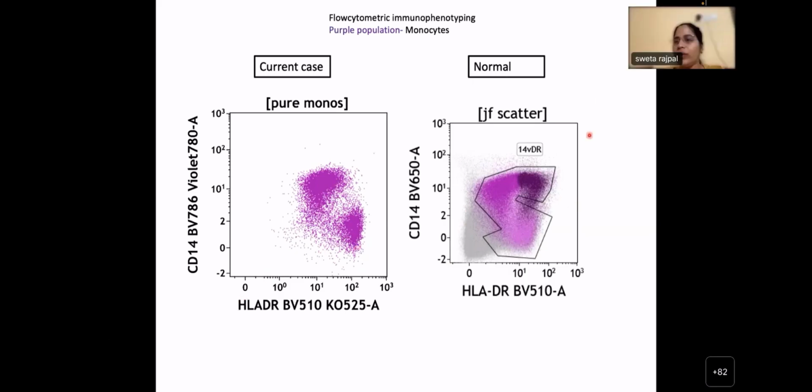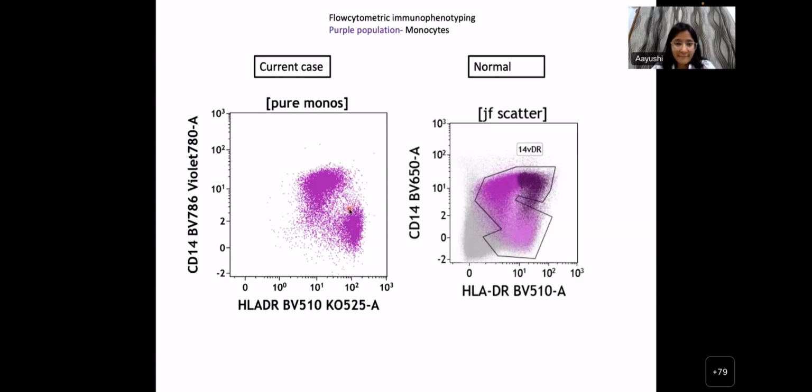Ruvini, are you there? Okay, so Ayushi? Yes, ma'am. As compared to the normal, ma'am, the clustering is shown. It is not showing a homogeneous population. In our current case, it is showing clustering at some places for HLA-DR as well as for CD14.